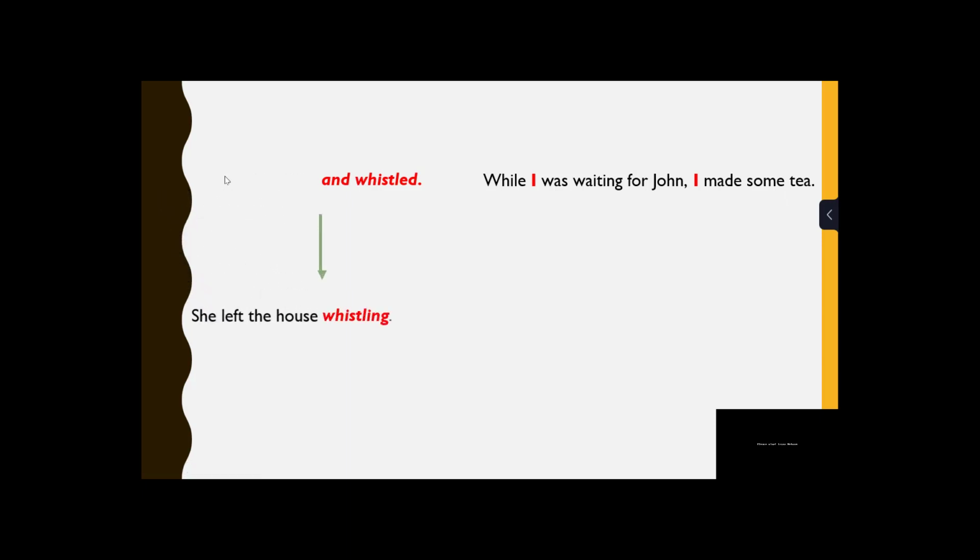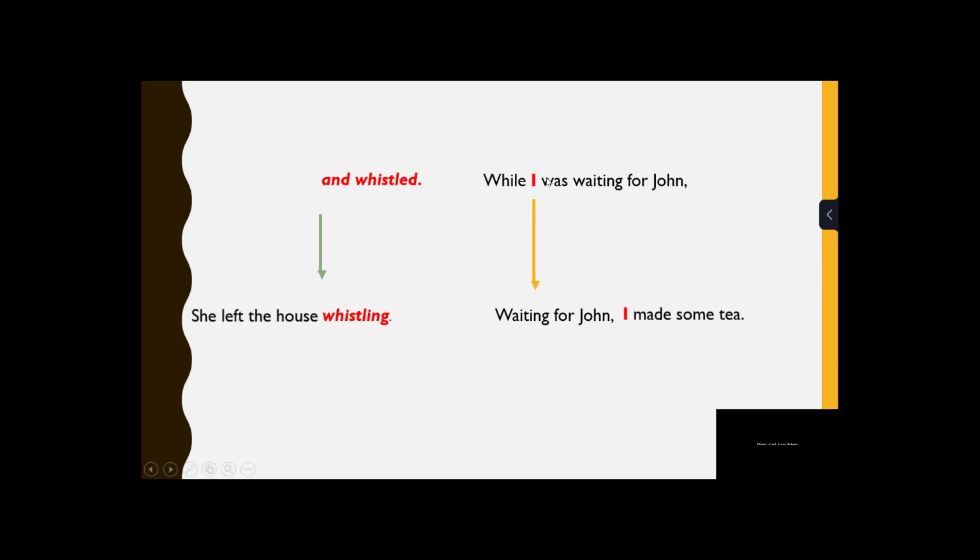So, in order to make the sentence shorter, I can say she left the house whistling. In that way, I made a participle clause. Like this. Waiting for John, I made some tea. So, in the second case, as it is the same subject, while I was waiting for John, I made some tea, I make it shorter. Waiting for John, I made some tea.